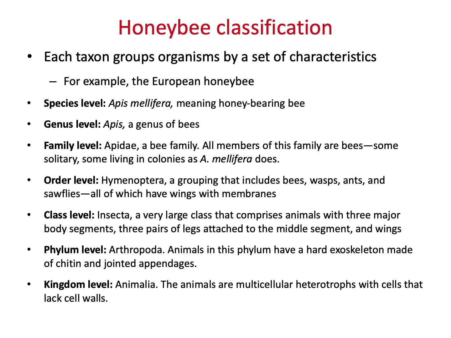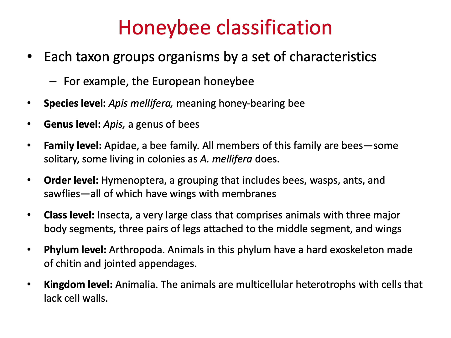And then we have similar families gathered into order level. The order level is called Hymenoptera. Hymenoptera is a grouping that includes bees, wasps, ants, and sawflies, all of which have wings with membranes. And similar orders are grouped into class level. The class level here is Insecta, which is a very large class comprised of animals with 3 major body segments, 3 pairs of legs attached to the middle segment, and wings.